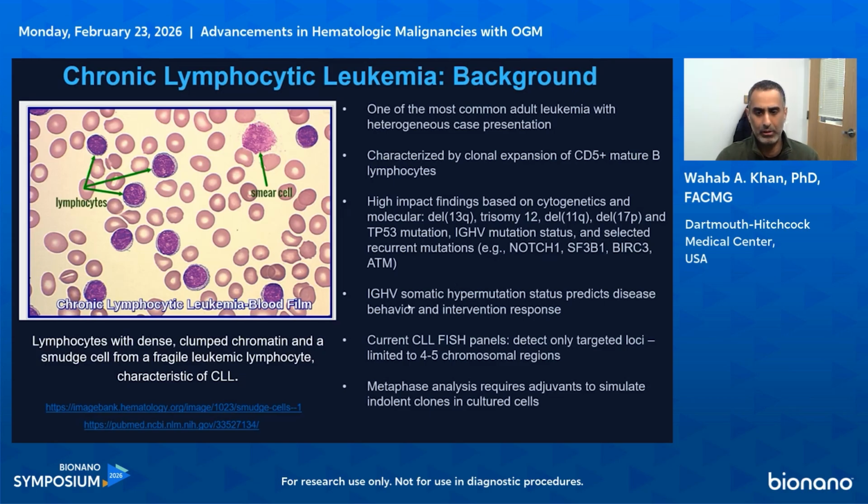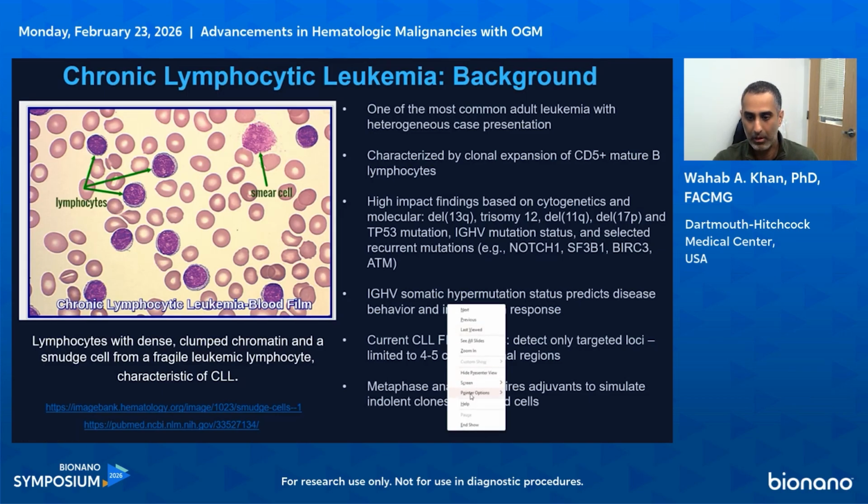And then IGHV somatic hypermutation, we'll have a slide on that, and subsequently that predicts disease behavior and intervention response. Current CLL FISH panels, and FISH in general, is a very targeted approach. It looks for a handful of these chromosomal regions that I've noted up here in this earlier bullet. And then metaphase analysis requires, in this B cell process, the addition of various adjuvants to stimulate or simulate those indolent clones to be able to get these clones to divide in culture.